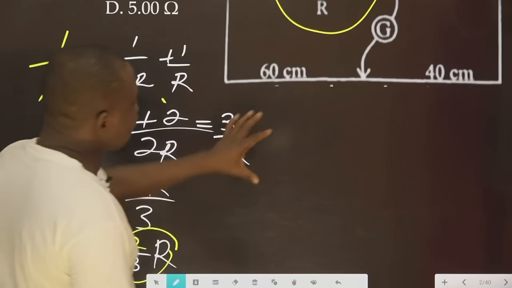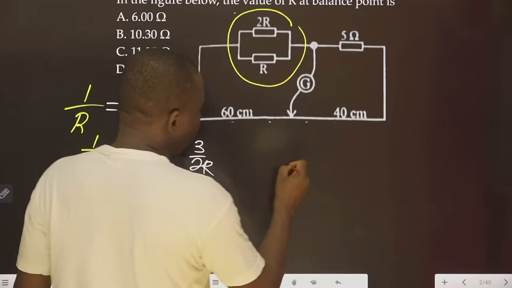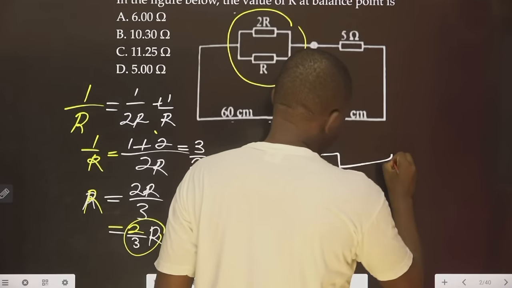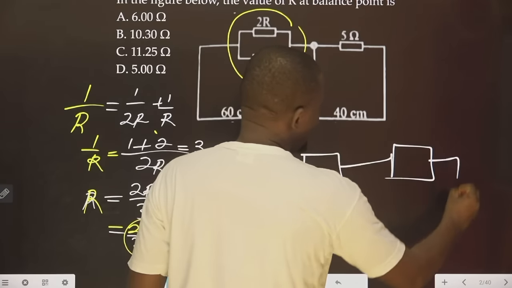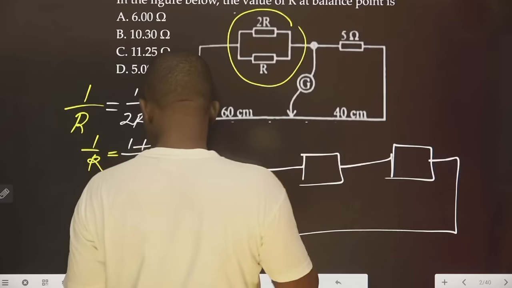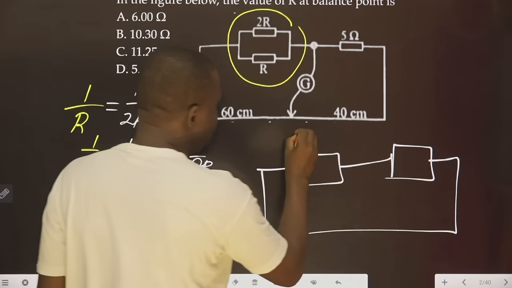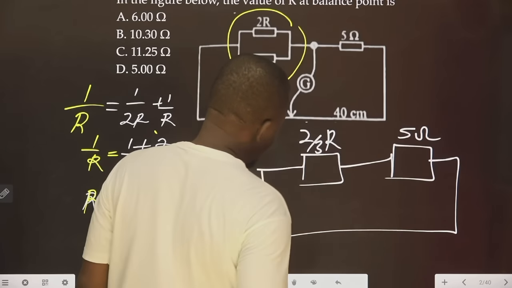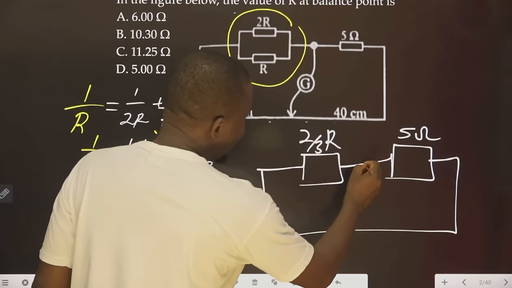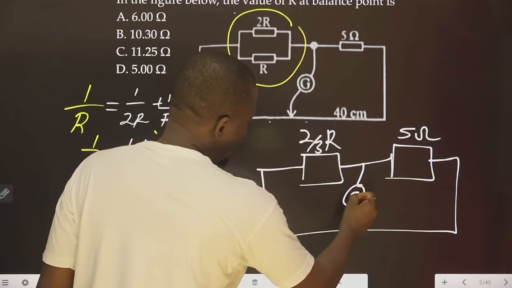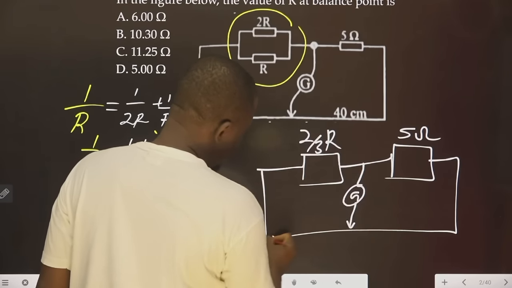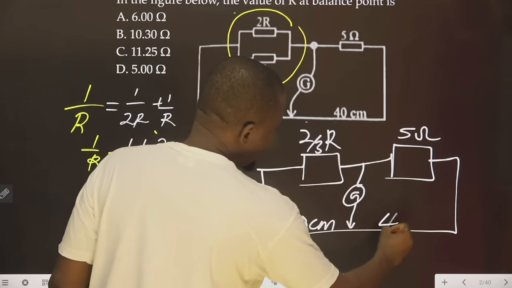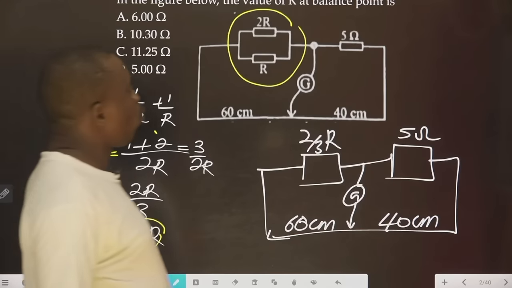Okay, so for these, we are going to redraw this. But in exam, don't redraw, okay? Just for you to understand, that's why we are redrawing this. So here now, I'm going to put 2 over 3R. Here is 5 ohms, then here is the galvanometer. At this point, this is 60 centimeter. This is 40 centimeter. What next?